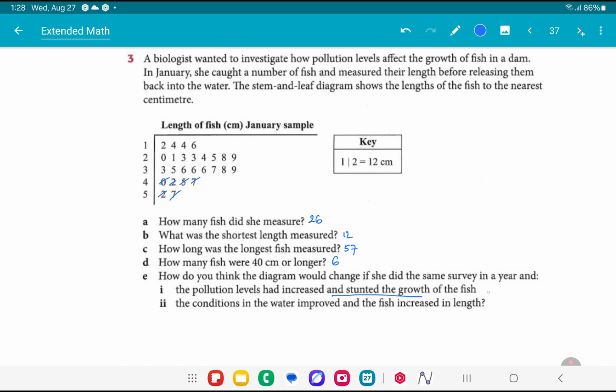So the diagram will still cluster on top of the diagram. If the condition in the water improves and the fish increase in length, so the fish will increase in length. So the data will move down. So the data will cluster at the bottom of the diagram.